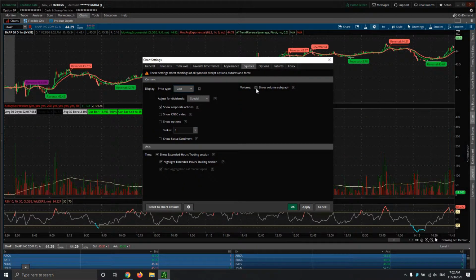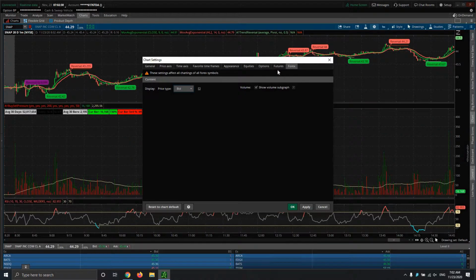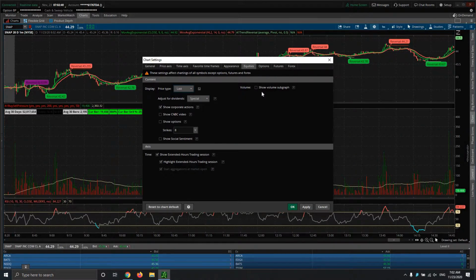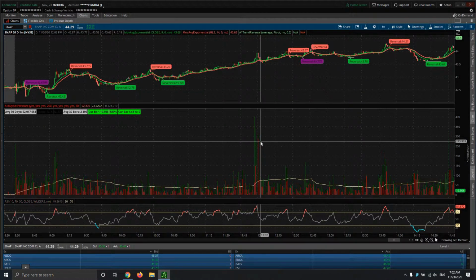So as a matter of fact, I turned off my volume subgraph because otherwise the standard volume would be right under the chart. I got rid of that. I did it for all four, well, 4X I'm not really trading. But anyways, in doing so, it gives me a better picture.